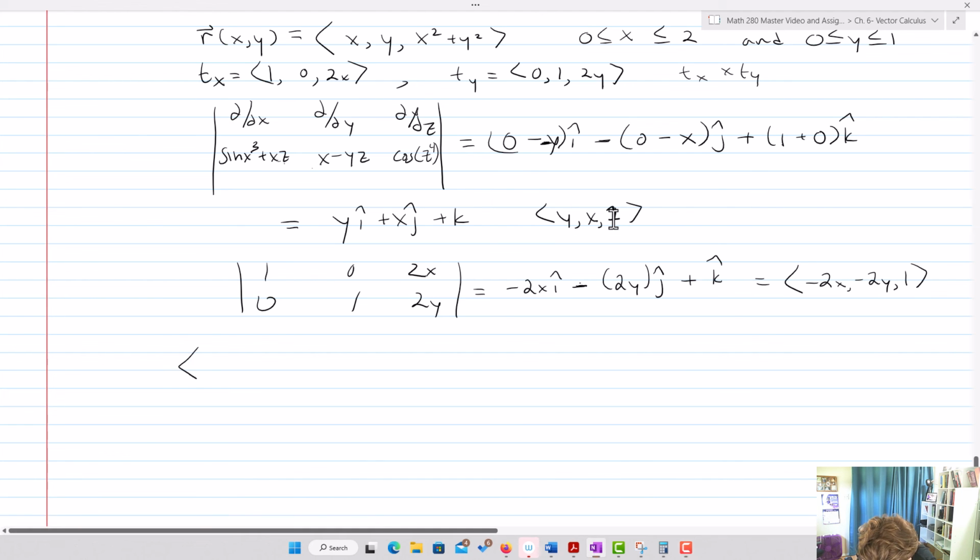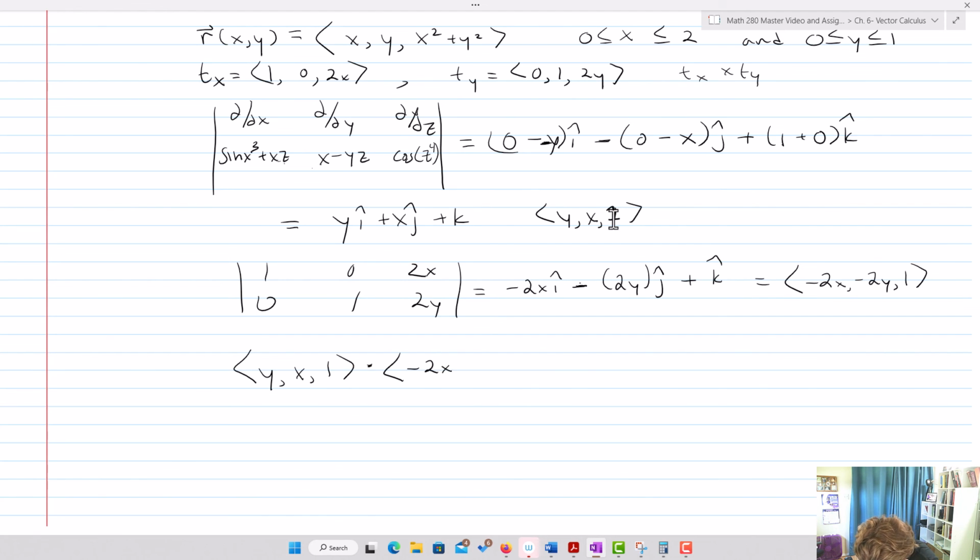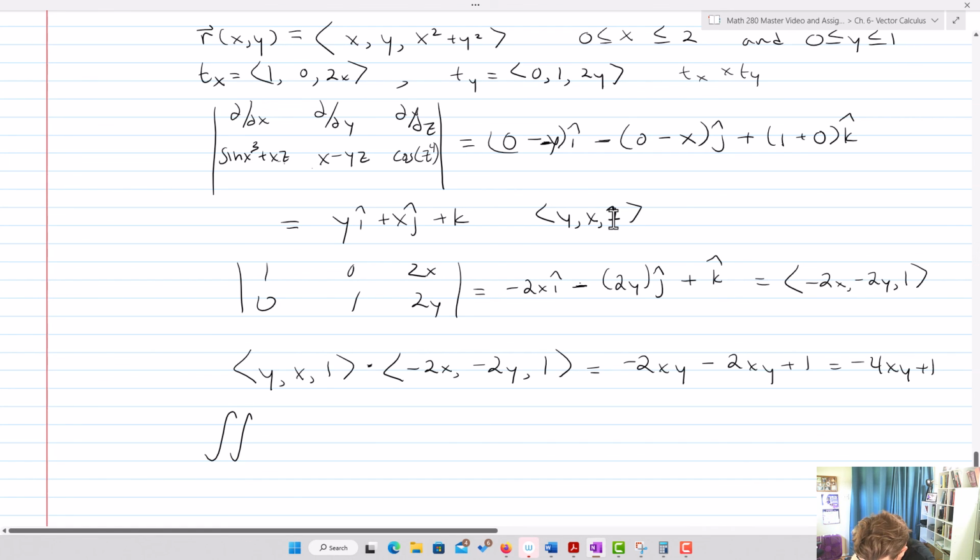So this is going to then be, do the other way around, yx1 dotted with negative 2x, negative 2y, 1. And this then equals negative 2xy minus 2xy plus 1, which equals negative 4xy plus 1. Now, since we are finding the line integral, we're going to use the double integral. And remember, our bounds are going to be from 0 to 1. We'll start with y, and then 0 to 2. And this will be then negative 4xy plus 1 dy dx.